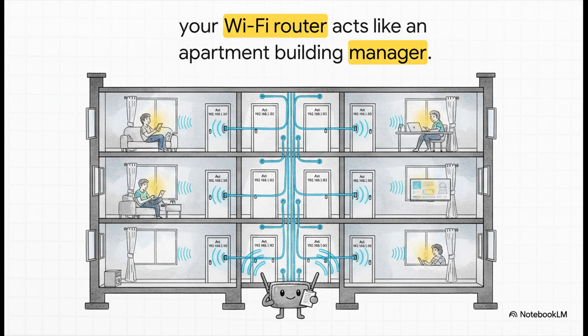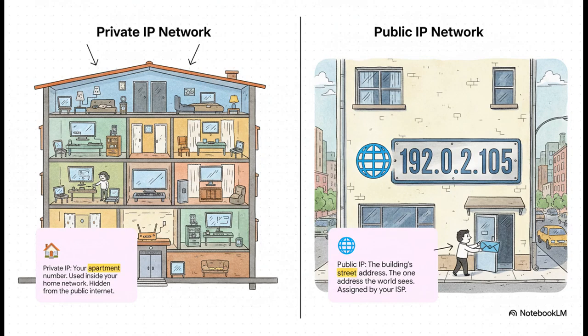So your home network is the building, and the router gives every single one of your devices, your phone, your laptop, your console, its own unique apartment number. And this right here is the key difference you need to understand. On one side, you've got your private IP. Think of that as your apartment number, like apartment 5B. It only matters inside the building, right? It lets your devices talk to each other, but the outside world has no idea it even exists.